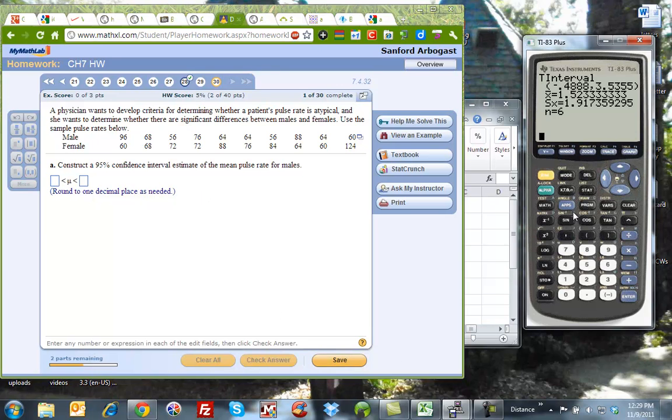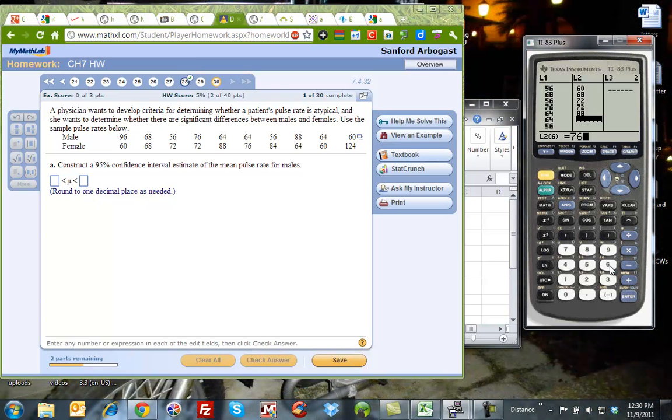So what we do, remember, we go to Stat, Edit. Here I'll do this one where we have 96, 68, 56, 76, 64, 64, 56, 88, 64, and 60. To do list 2, we just arrow over and type in the next: 60, 68, 72, 72, 88, 76, 84, 64, 60, and 124. So we have our pulse rates.